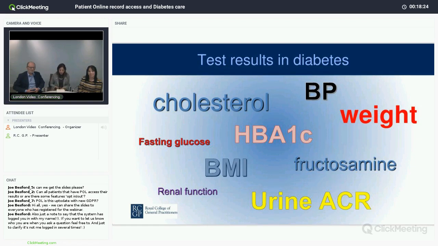And lastly, one of the main advantages of accessing test results online is that the patients can look up their results before their next consultation. This allows them to prepare for their consultation and focus that consultation on any queries that they might have surrounding that abnormal test result, or even the normal test results.